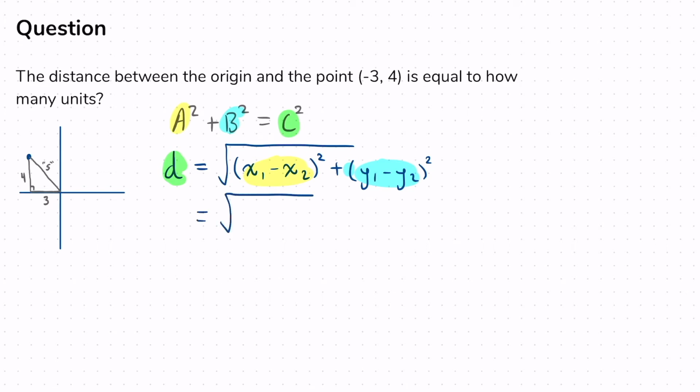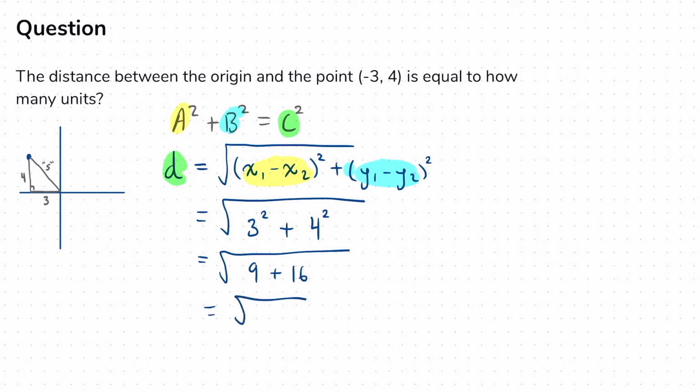So what does that look like for this? Well, we know that the distance from 3 to -3 is 3. The distance from 0 to 4, that's going to be 4. And so we end up with the square root of 9 plus 16, square root of 25, which is equal to 5, which is what we recognized at the beginning.